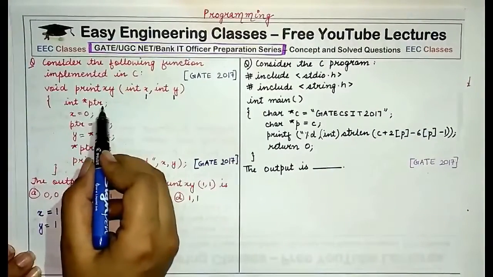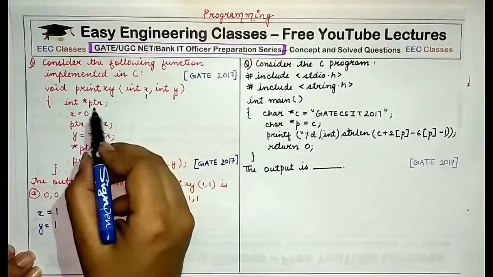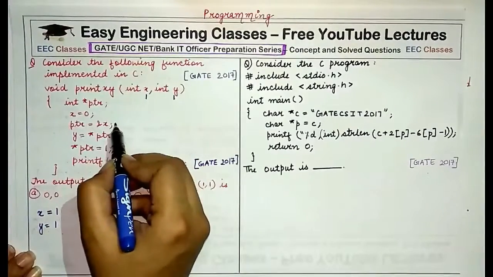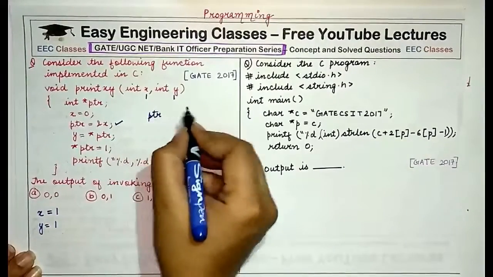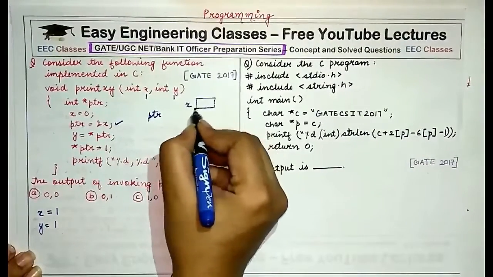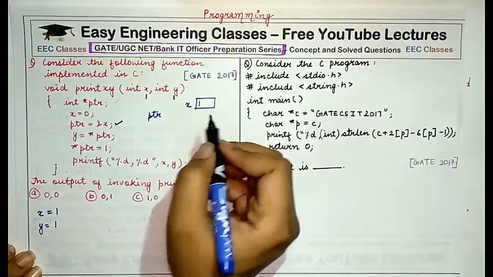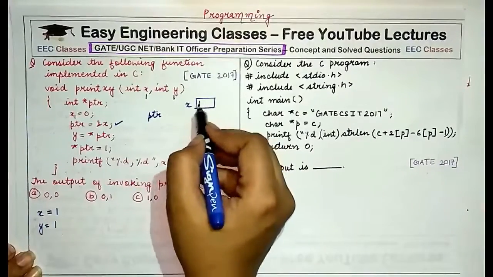Inside the function we are declaring a pointer and this pointer will be pointing to x here. That means we declare a pointer ptr and there is a variable x which is initially containing value 1. X is then changed to value 0.